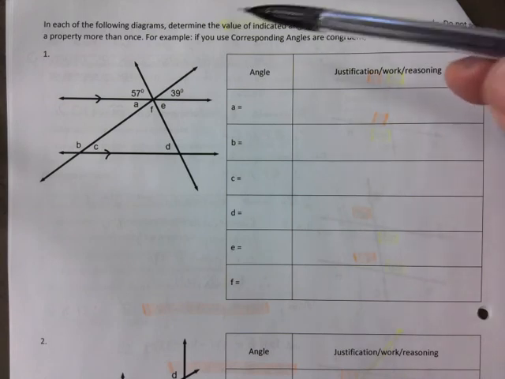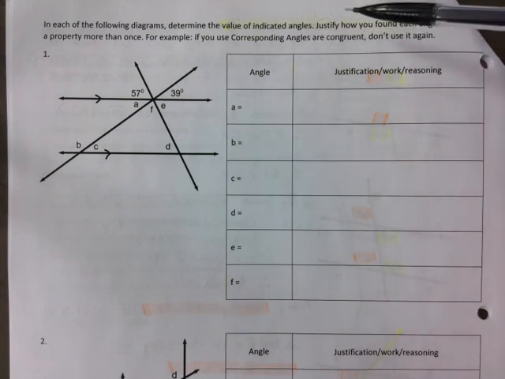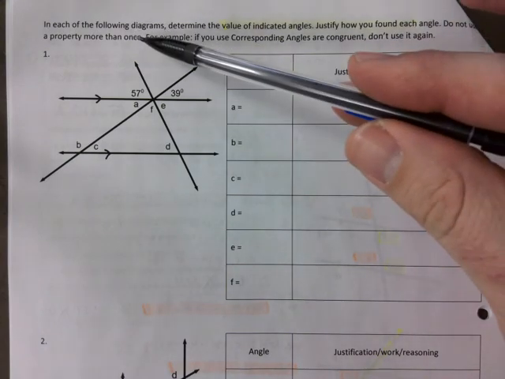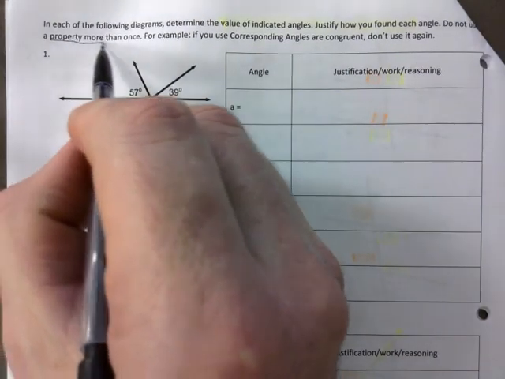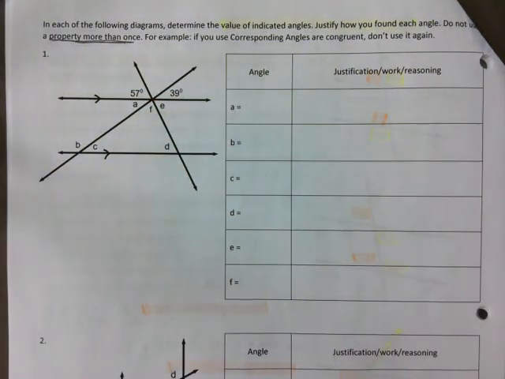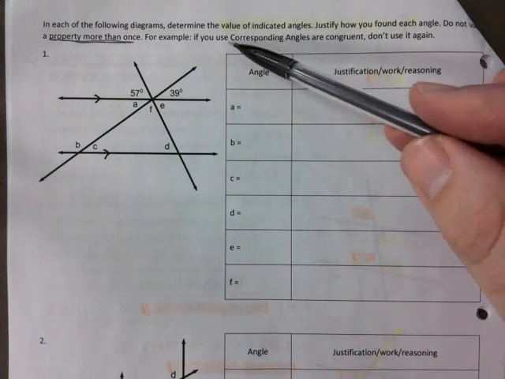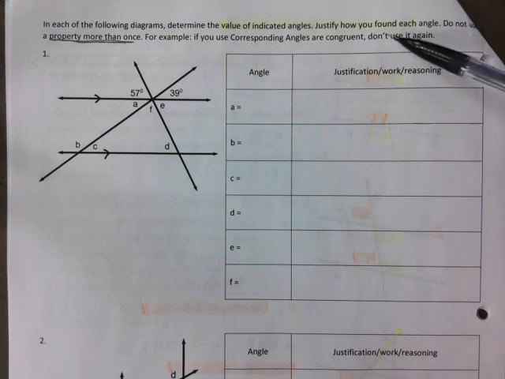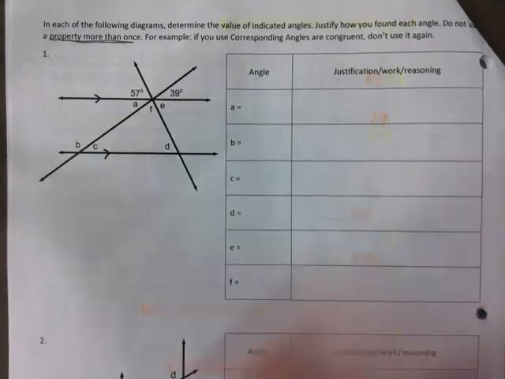Diagrams, determine the value of the indicated angles, justify how you found each angle, do not use a property more than once. If possible, I'm going to say, okay? If possible, we're not going to use a property more than once. For example, if you use corresponding angles are congruent, don't use it again. So we're going to try to come up with new ways of justifying that.